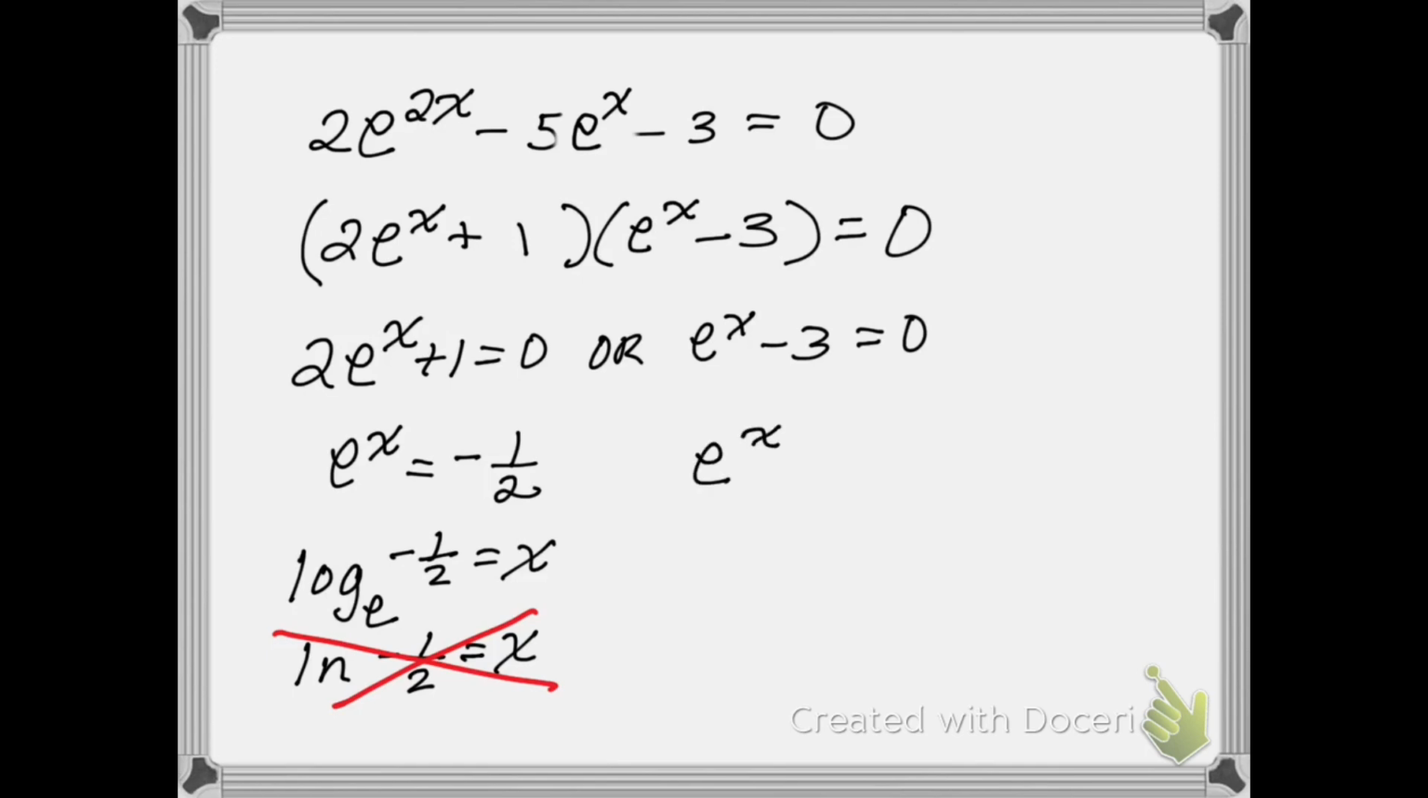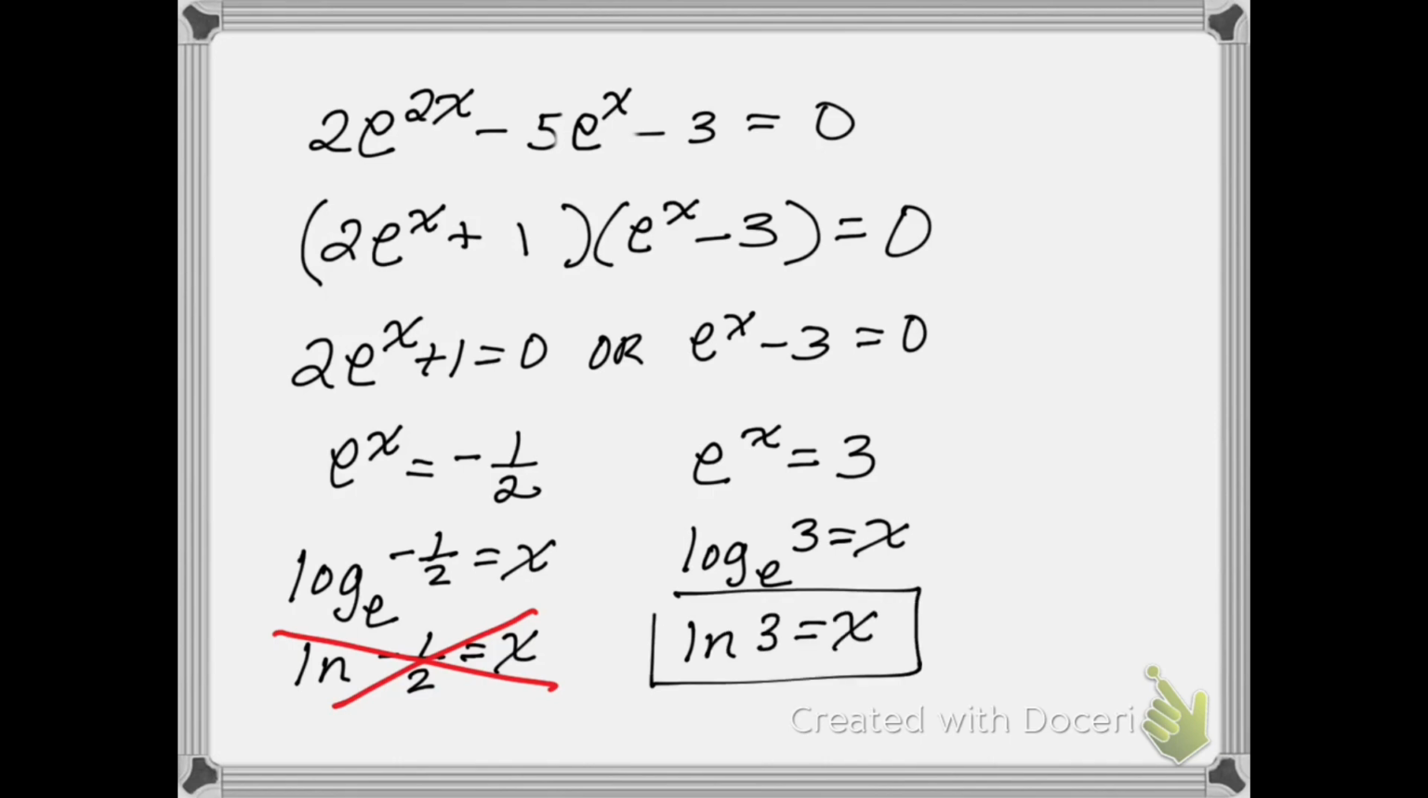For the other equation, we'll say e to the x is equal to 3. Log base e of 3 is equal to x. And of course, the log base e gets written as ln. And that is our one solution.